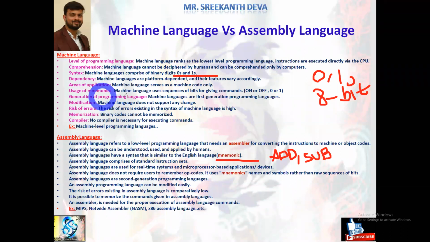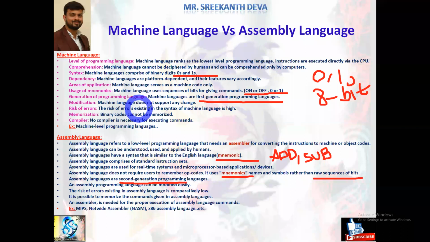Usage of mnemonics: machine languages use a sequence of bits for giving commands, in the set of on or off, zeros or ones. But assembly languages do not require users to remember the opcode. They use mnemonics, names and symbols, rather than a raw sequence of bits. Generation of programming language: machine language is the first generation of programming language, but assembly language is the second generation of programming language.